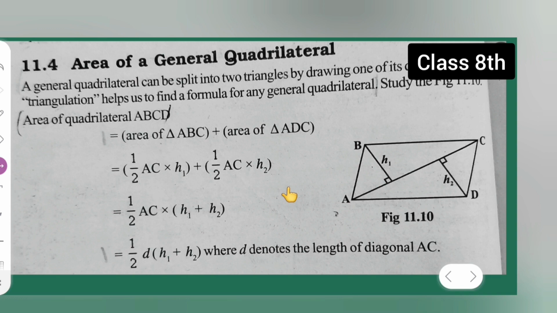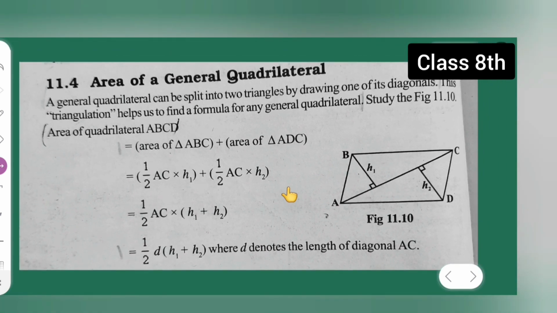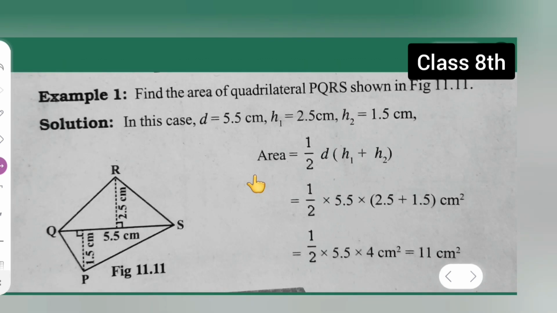I hope you all can see this clearly or can even take down this. Next I will be giving you all one example, and with that I will end. In the next lecture I will be giving you all more formulas, and I will start with solving the exercise problems as well. So example 1 says: find the area of quadrilateral PQRS shown in this figure. D is given as 5.5 centimeter, height is given as 2.5 centimeter, second height is given as 1.5 centimeter.